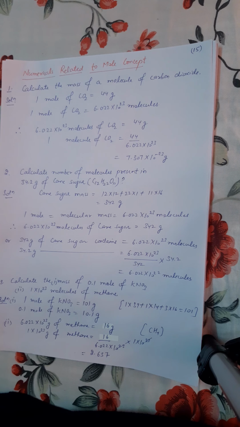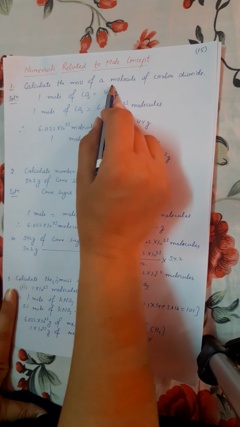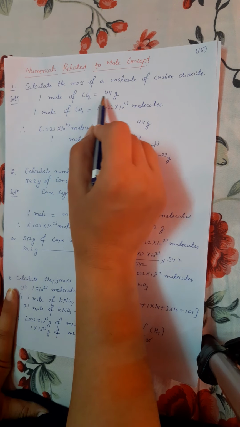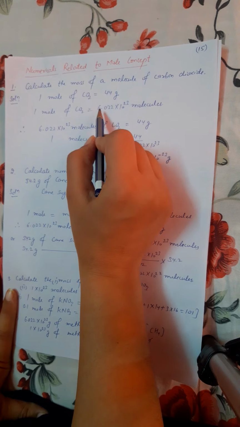Now some numericals related to mole concept. Number 1, calculate the mass of a molecule of CO2. You know 1 mole of CO2 is equal to 44 gram. How many molecules will be in 1 mole of CO2?